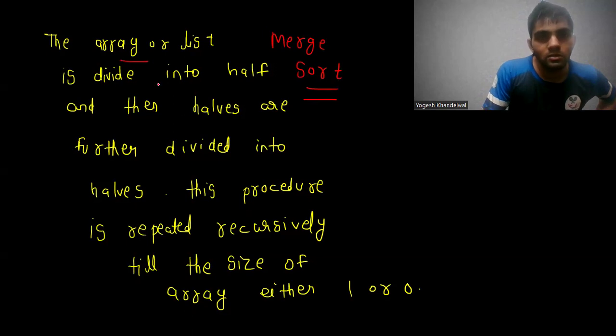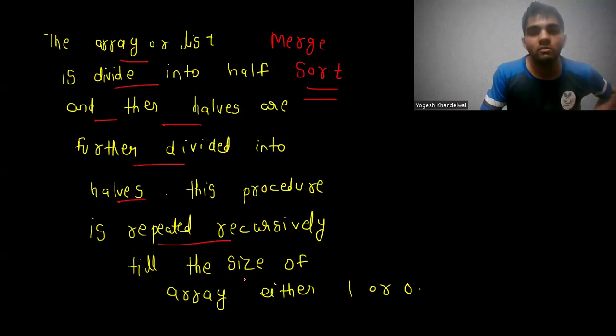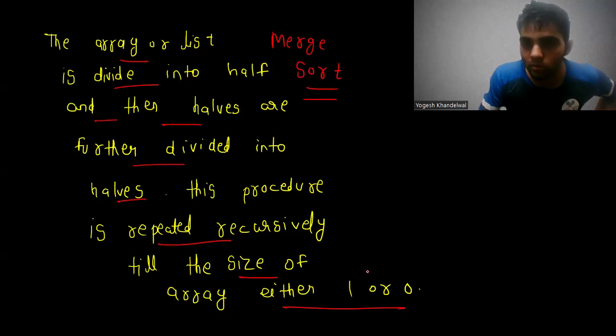So the array or list is divided into halves, and then the halves are further divided into halves, and this procedure is repeated recursively till the size of the array is either 1 or 0. So this is the divide part.